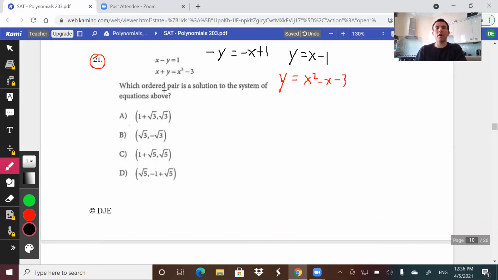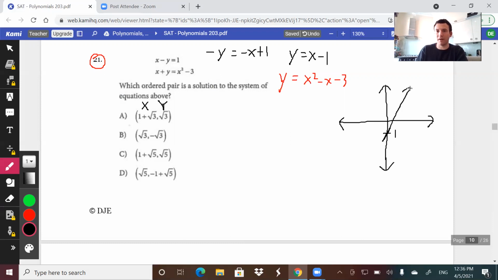And it wants to know an ordered pair, so it wants to know your x and y, to one of your answer choices. So this is really interesting. What this would look like if we graphed it real quick: drop down 1 to -1, and then rise over run is just 1 over 1. So we have this line.